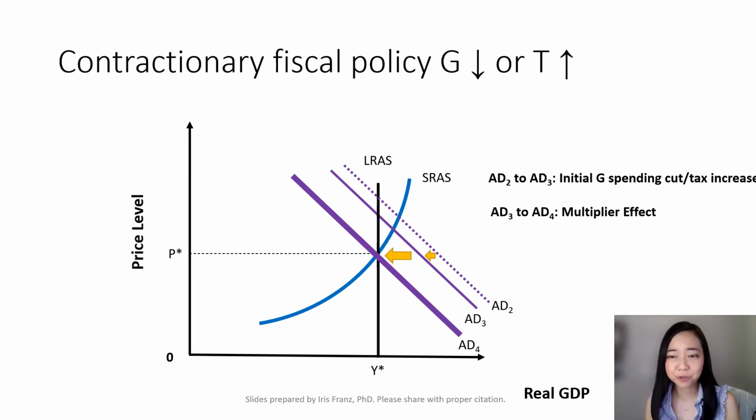But that's not the end of it, because the multiplier effect is going to kick in. That will further shift our AD3 to AD4. As a result, the price level goes down and real GDP goes down.